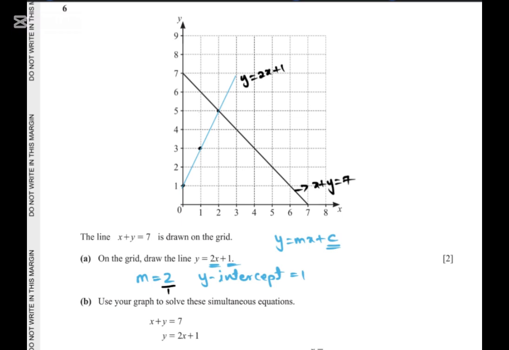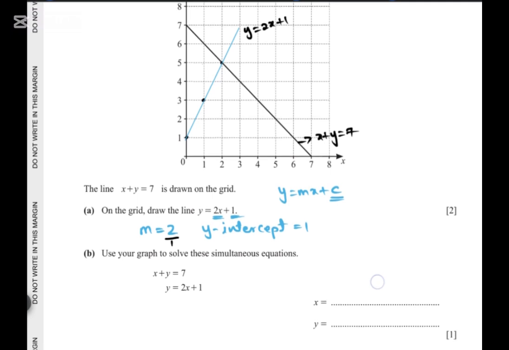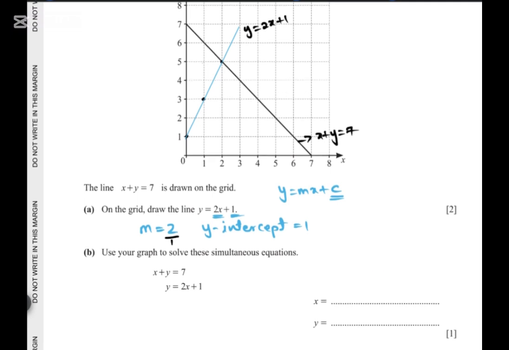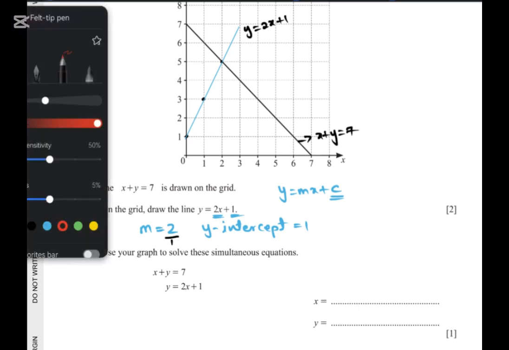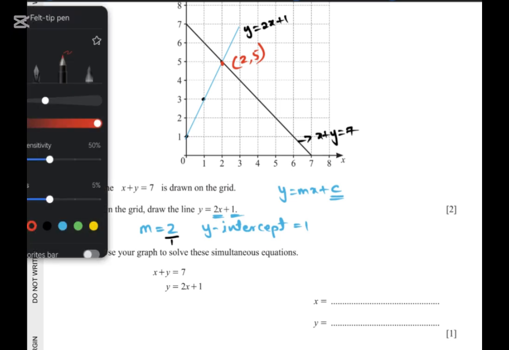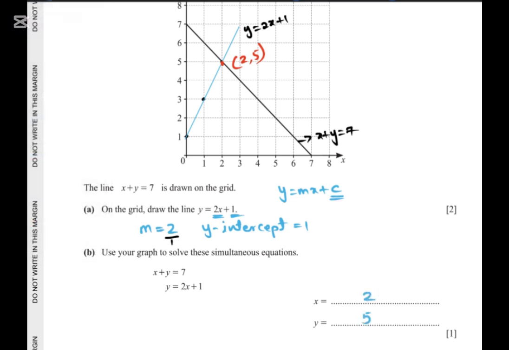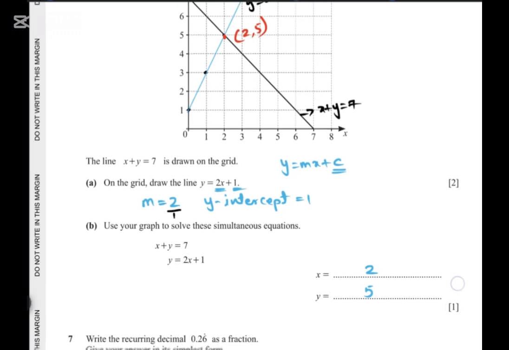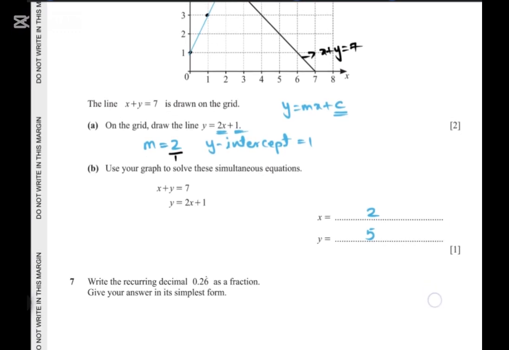Now question B. Use your graph to solve these simultaneous equations. Using this graph, we need to solve. So solving means what? Finding the value of x and y. When you drew this line, you saw that these two lines have met at this point. So that point is what? 2, 5. So our answer should be x is equal to 2 and y is equal to 5. Question number 6 is done.